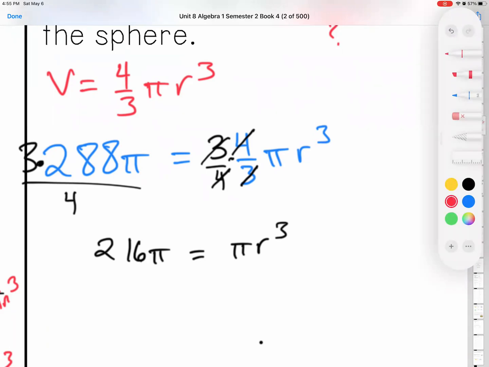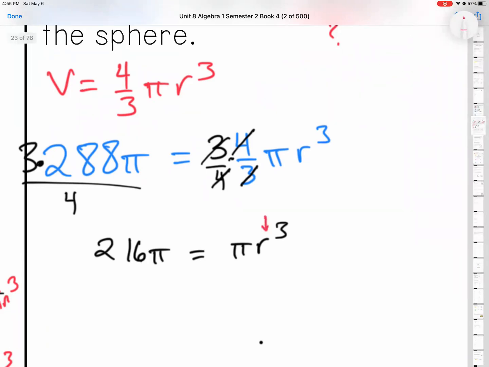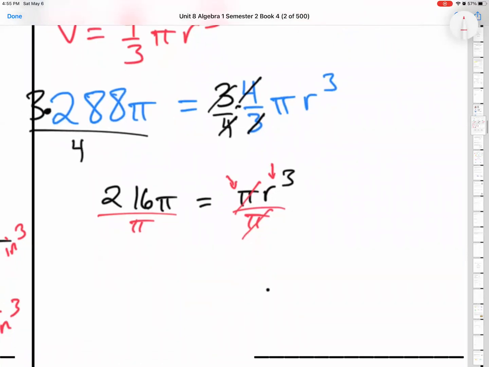Next, we're going to try and get this r all alone. Well, we kind of have this pi, which is acting as a constant right next to it. So we're going to divide both sides by pi, kind of just get rid of it. And so the pi's are going to cancel on the right side. We have r cubed over there. And on the left side, the pi's are also going to cancel, leaving us the 216.